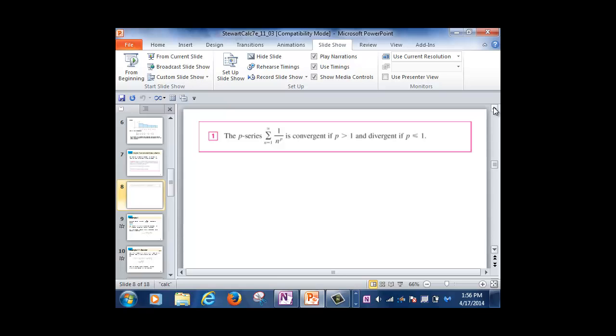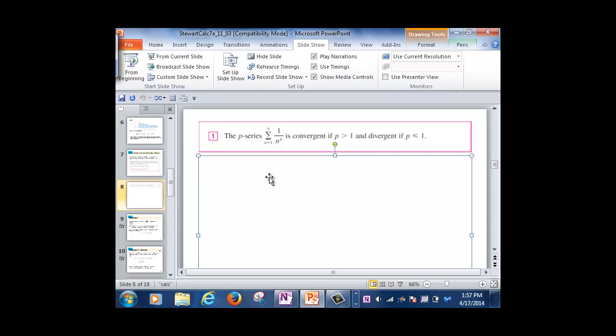Remember, if I have p is 1, then 1 over n goes to 0. However, 1 over n is the harmonic series that we showed last time. The harmonic series is divergent, right? So that argument wouldn't work. The reason it's convergent is because we are applying the integral test, right?